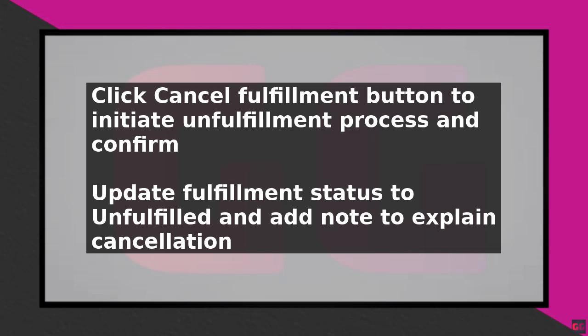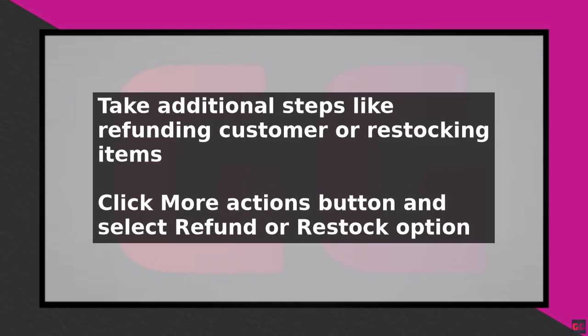A confirmation window will appear, prompting you to confirm that you want to cancel the fulfillment. Click Confirm to proceed. Once you have confirmed, the fulfillment status of the order will be updated to unfulfilled. You can also add a note to the order to explain why the fulfillment was canceled, which can be helpful for tracking and customer communication purposes.